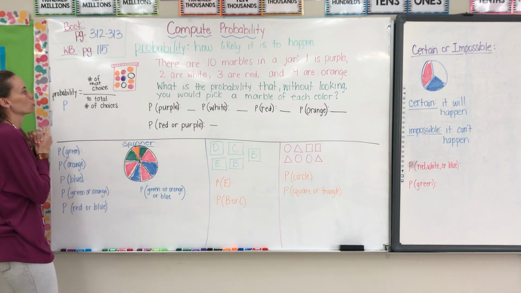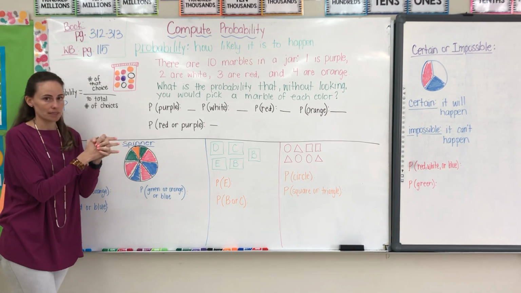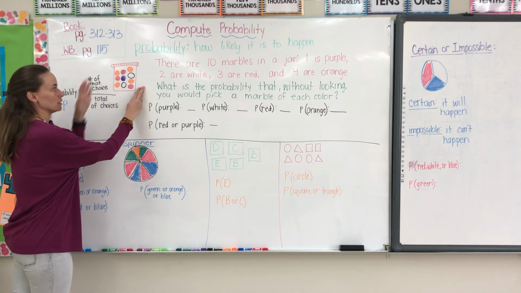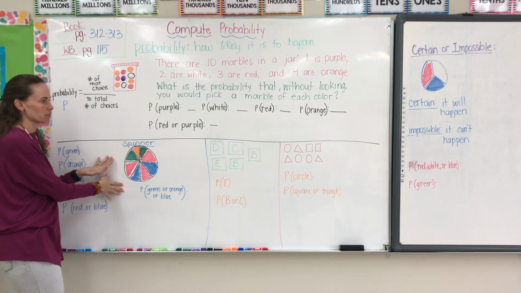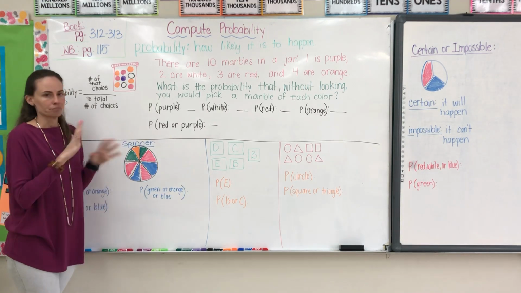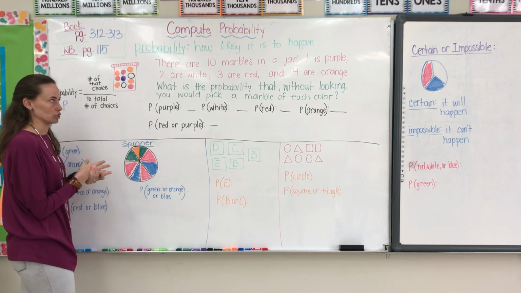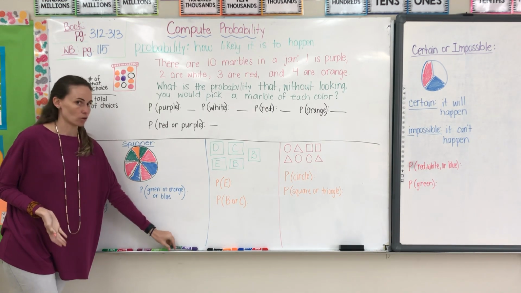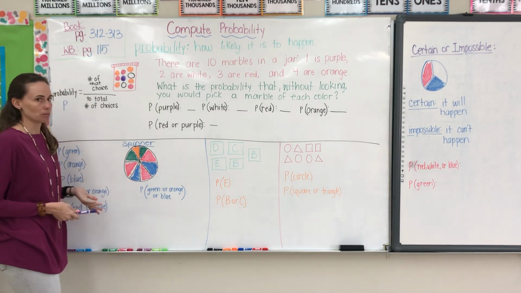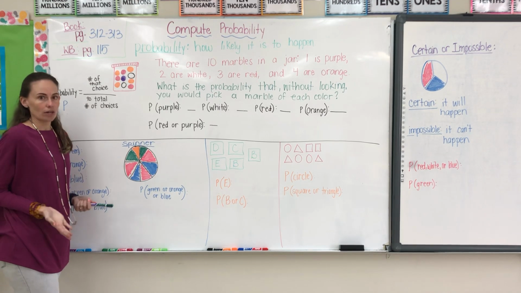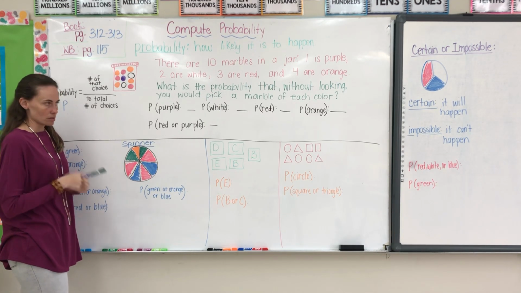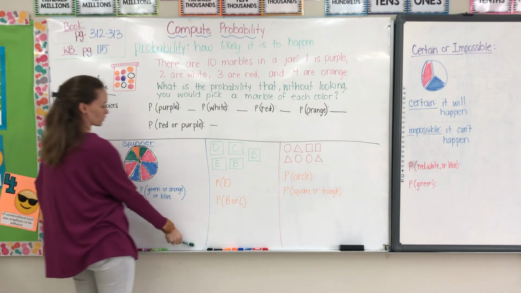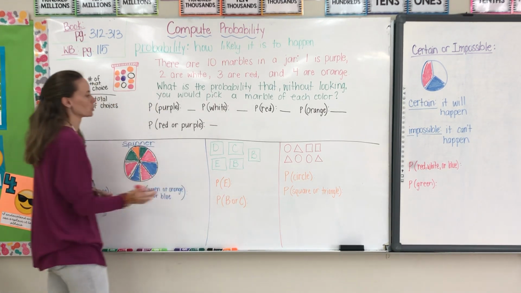Okay, so when they're talking about probability, they're going to give you something. Like they could give you a jar of marbles, a spinner, blocks, shapes, whatever. They're going to explain something to you. So the way that we're going to figure it out is, like always when we do problem solving, we have to read the problem first, figure out what information they're giving us, what they're asking, and how we're going to solve the problem. So for this one, I wrote the whole problem.